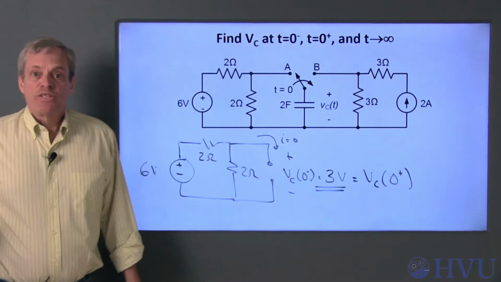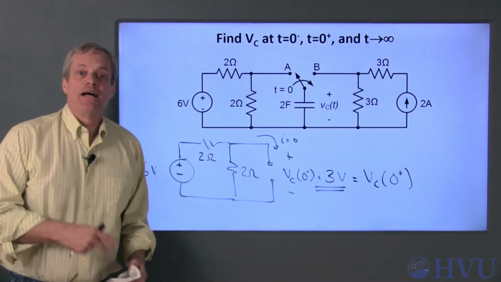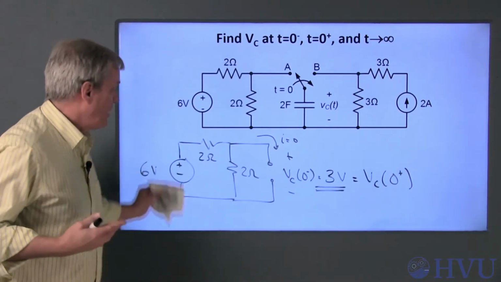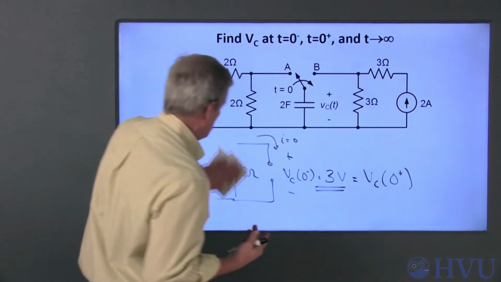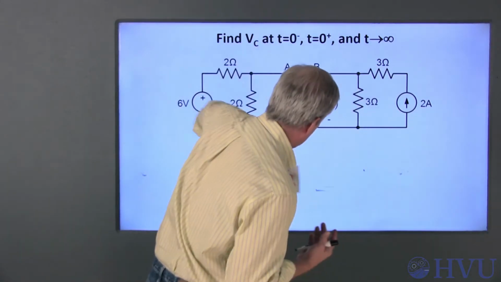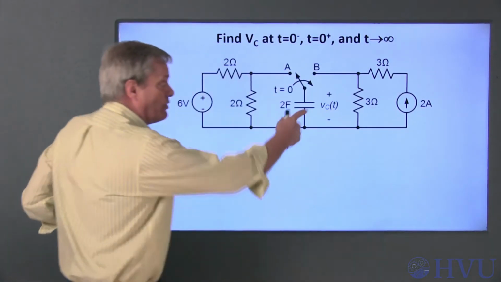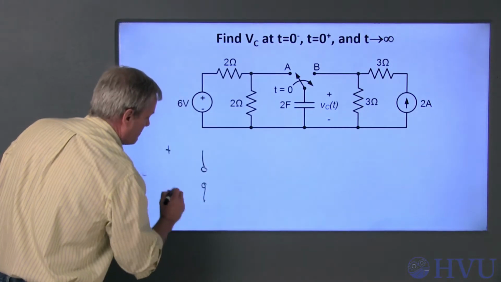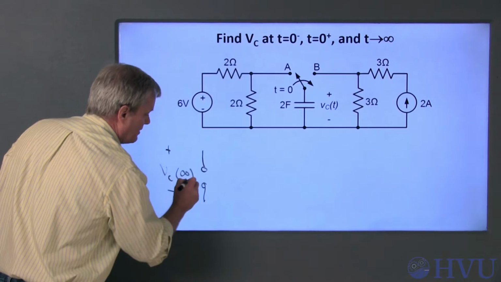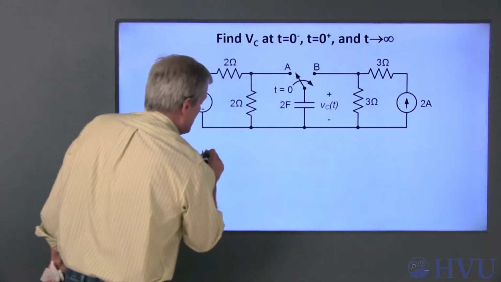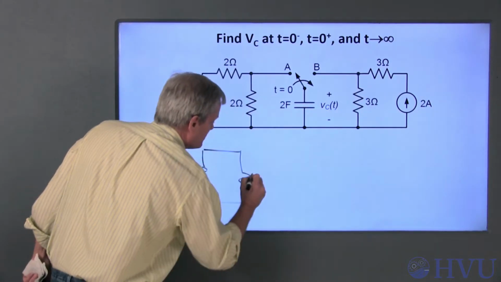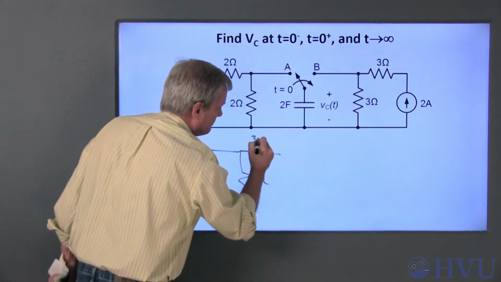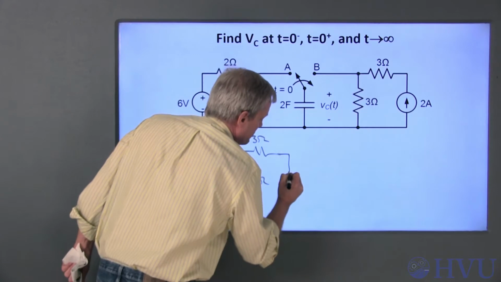After the switch moves, the capacitor is again connected to a constant source, and if I wait for a long time, the capacitor will again look like an open circuit. So as t goes to infinity, the capacitor looks like an open circuit. Its voltage is Vc at infinity. I have a resistor, 3 ohms, another 3 ohm resistor, and a 2 amp source.